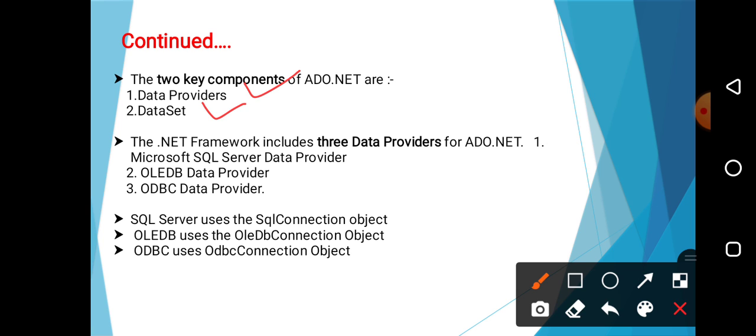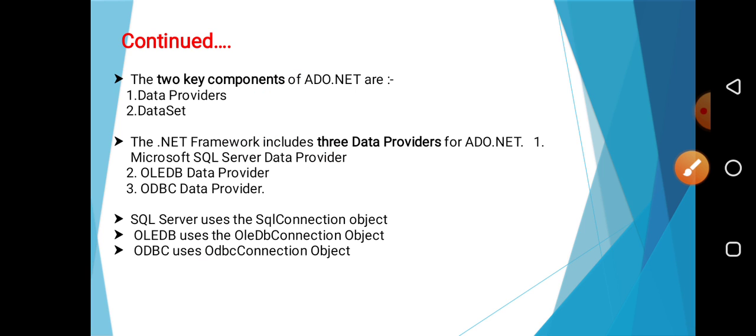The .NET provider basically provides three data providers: the SQL Server data provider, the OLEDB data provider, and the ODBC data provider. Students, SQL Server uses the SQL connection object. OLEDB, that is Object Linking and Embedding Database, is used for relational as well as non-relational databases, whereas ODBC, that is Open Database Connectivity, is constrained to relational databases only.